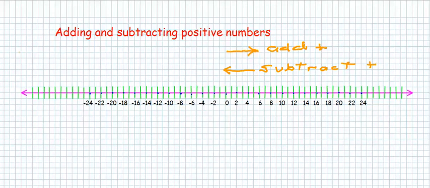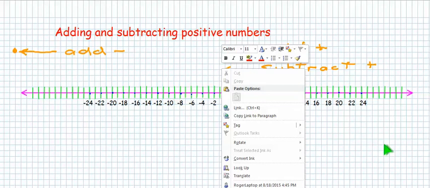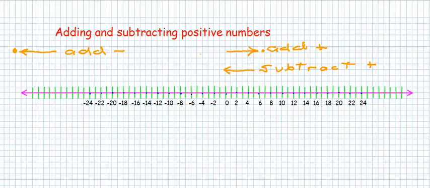If we are adding a negative number, we go in that direction also. So, if we're adding a negative number, we go in this direction. If we're adding a positive number, we go to the right. If we are subtracting a positive number, we go to the left. And as I'll show you in a minute, we will not be subtracting negative numbers.